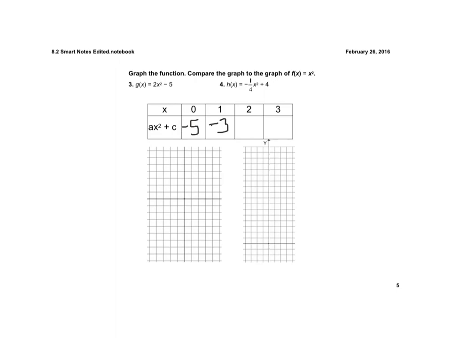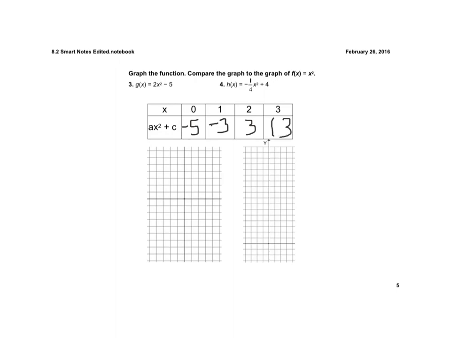Now again, notice I'm using the correct order of operations. 2 squared is 4. 2 times 4 is 8. 8 minus 5 is 3. And the last one, 3 squared is 9. 2 times 9 is 18. And 18 minus 5 is 13.